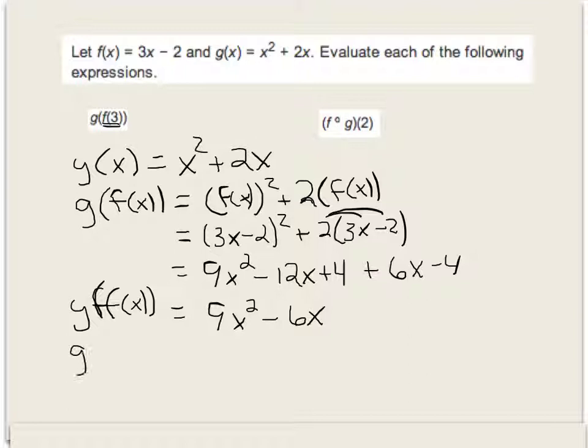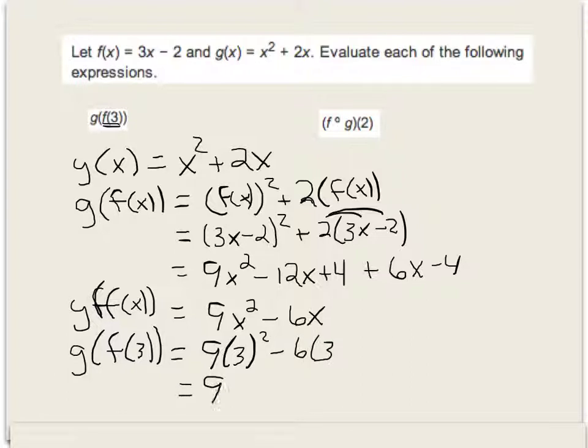But notice I still want g of f of 3. So now everywhere there's an x, I'm going to make a 3. So I get 9 times 9 minus 18. 81 minus 18 is equal to 63. So g of f of 3 equals 63.